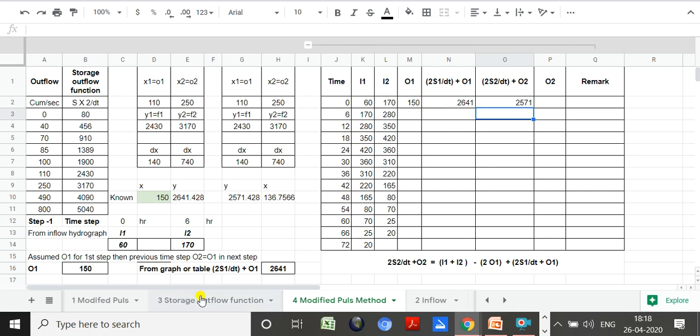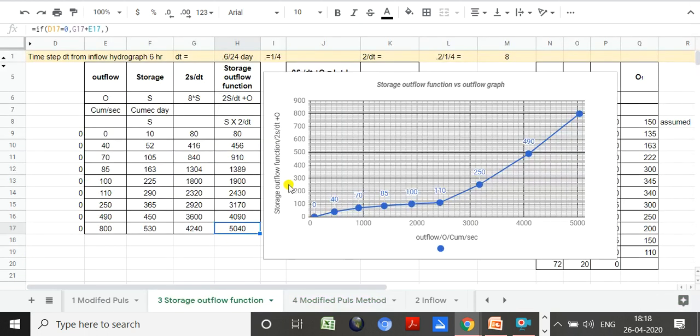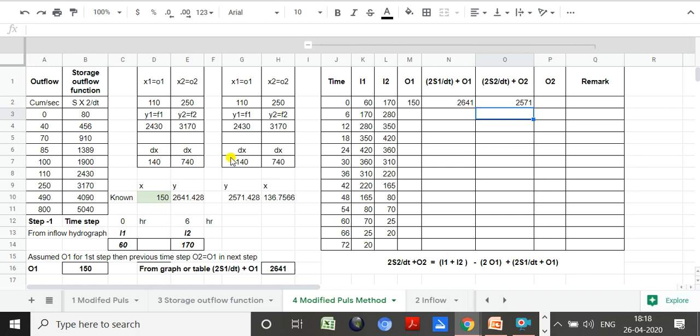Once again, now you are aware of the value of 2S2 by dt plus O2, so you can estimate the corresponding value. From this graph you can calculate the corresponding O2 value, either from the graph or otherwise. Here my value of 2S by dt plus O2 is 2571, which is in between 2430 and 3170.